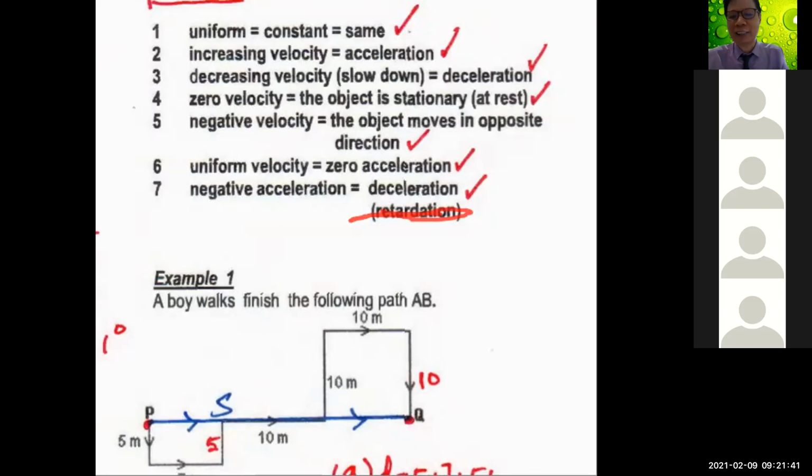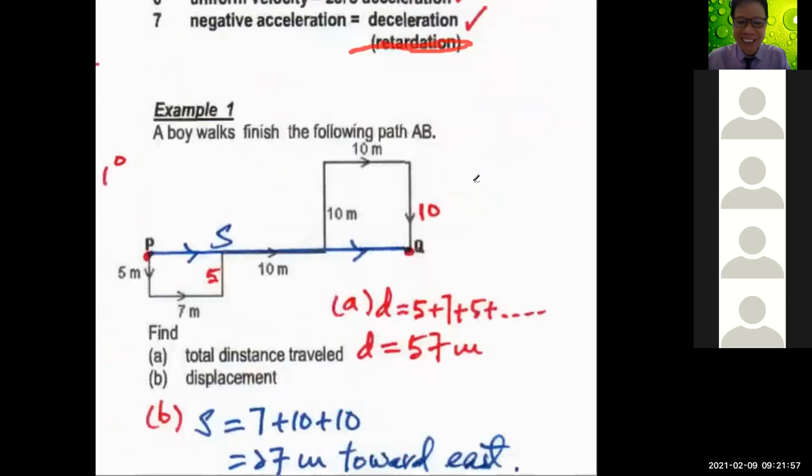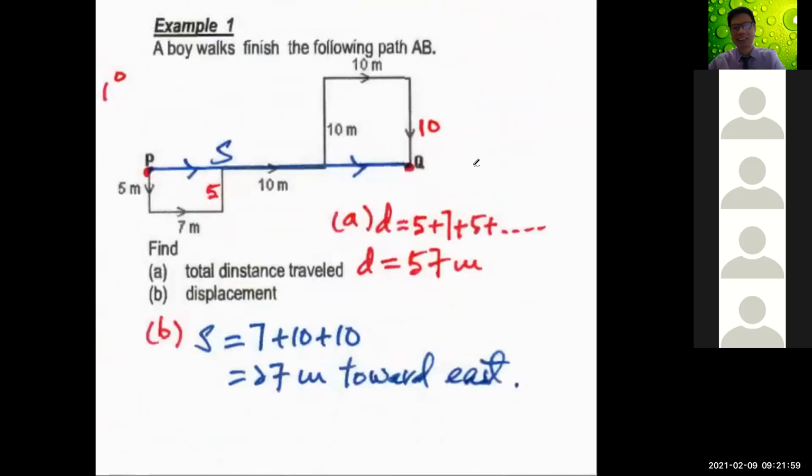Okay, let's check your answer. Some of you, the answer is correct. Now one more, the last one. Jia Jin said distance 52, displacement 27. I don't know why. Okay, now we see the answer.